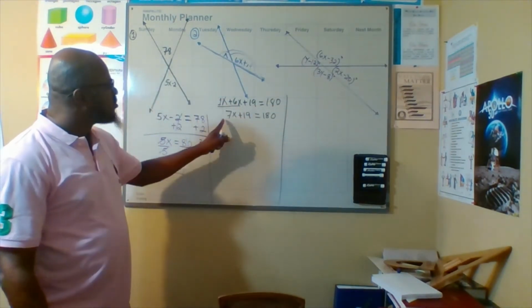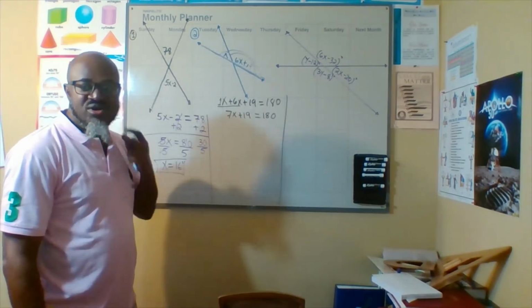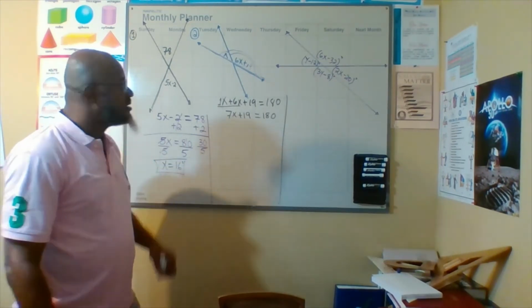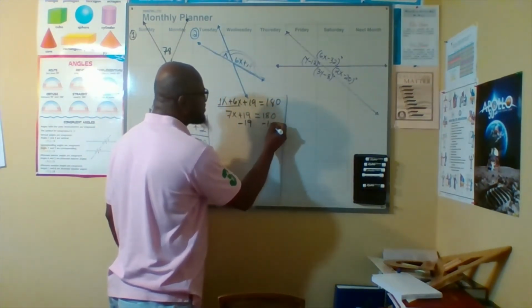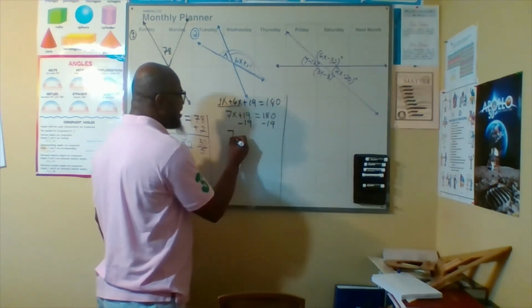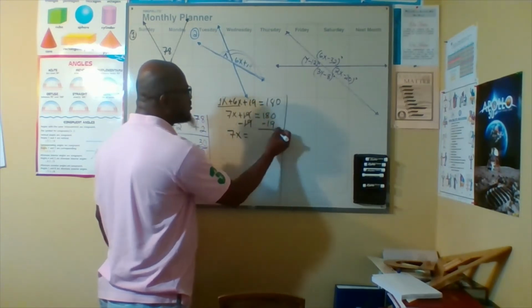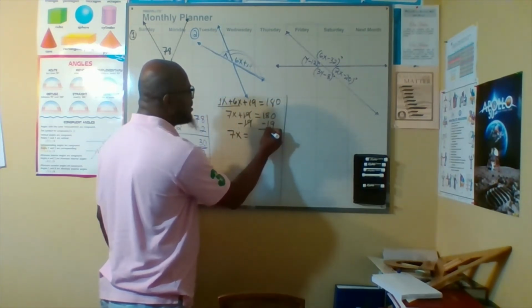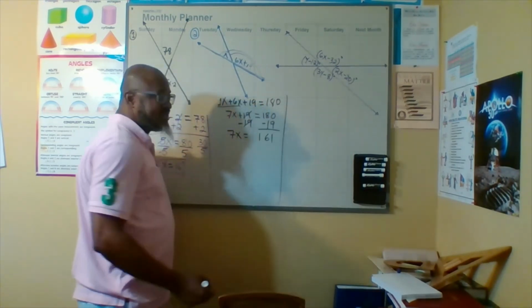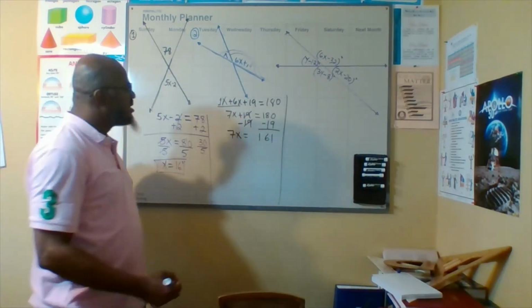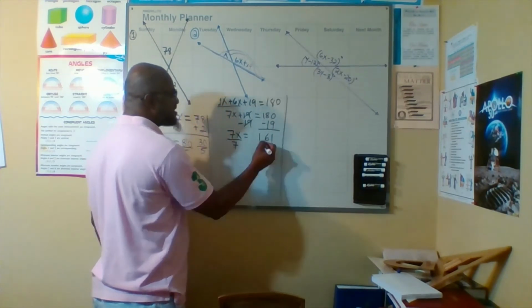So remember, the goal is to get x by itself. There's a 7x, there's a 19. The 19 has to go. Since it's positive 19, you have to do the inverse. You have to subtract 19 from each side. Then you will have 7x. This 19 will cancel with that. And you subtract 19 from 180. 19 subtracted from 180 is 161. And your goal is to get rid of the coefficient 7. Since it's multiplication, you have to divide by 7.